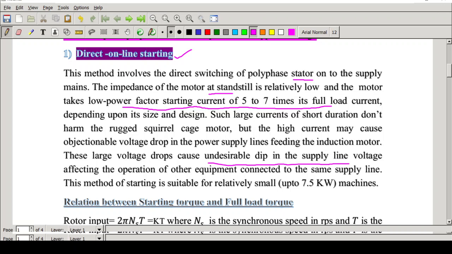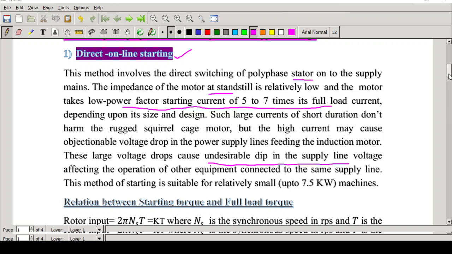So I hope you understood what the problem is. That is, there is a voltage drop in the supply lines, and that is creating this undesirable dip in the supply. So that has to be controlled.